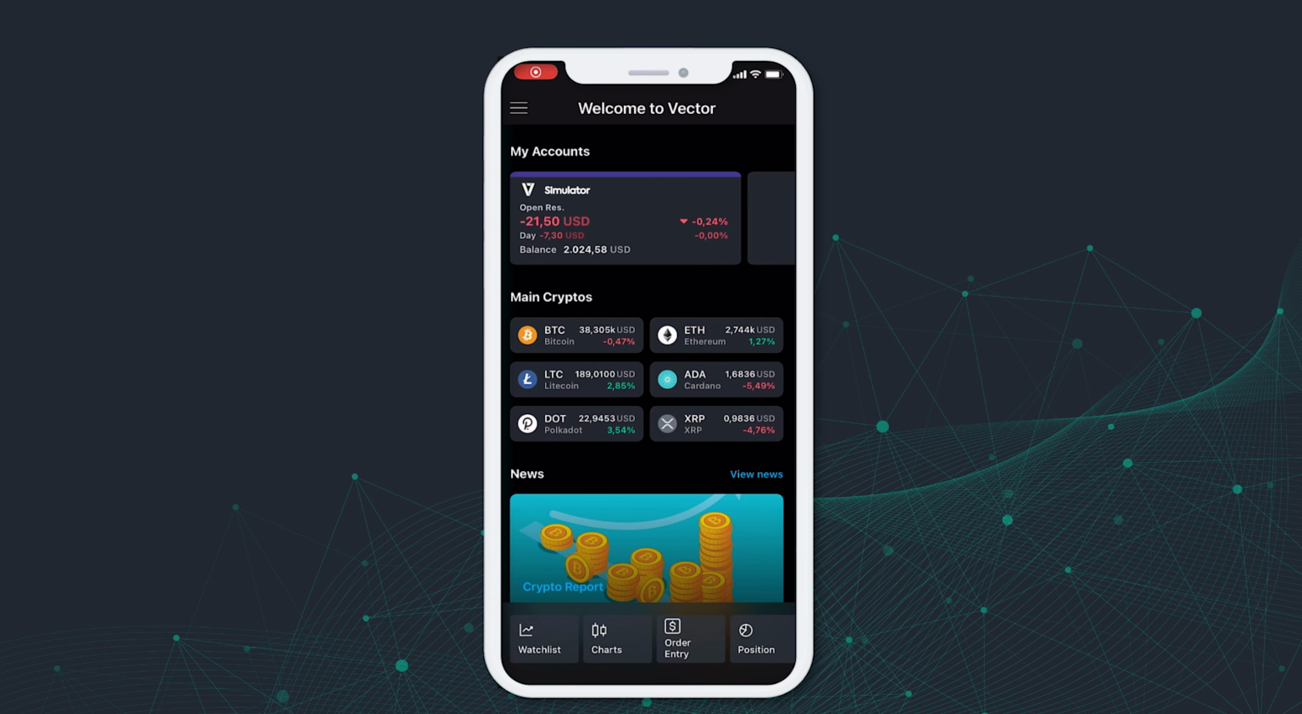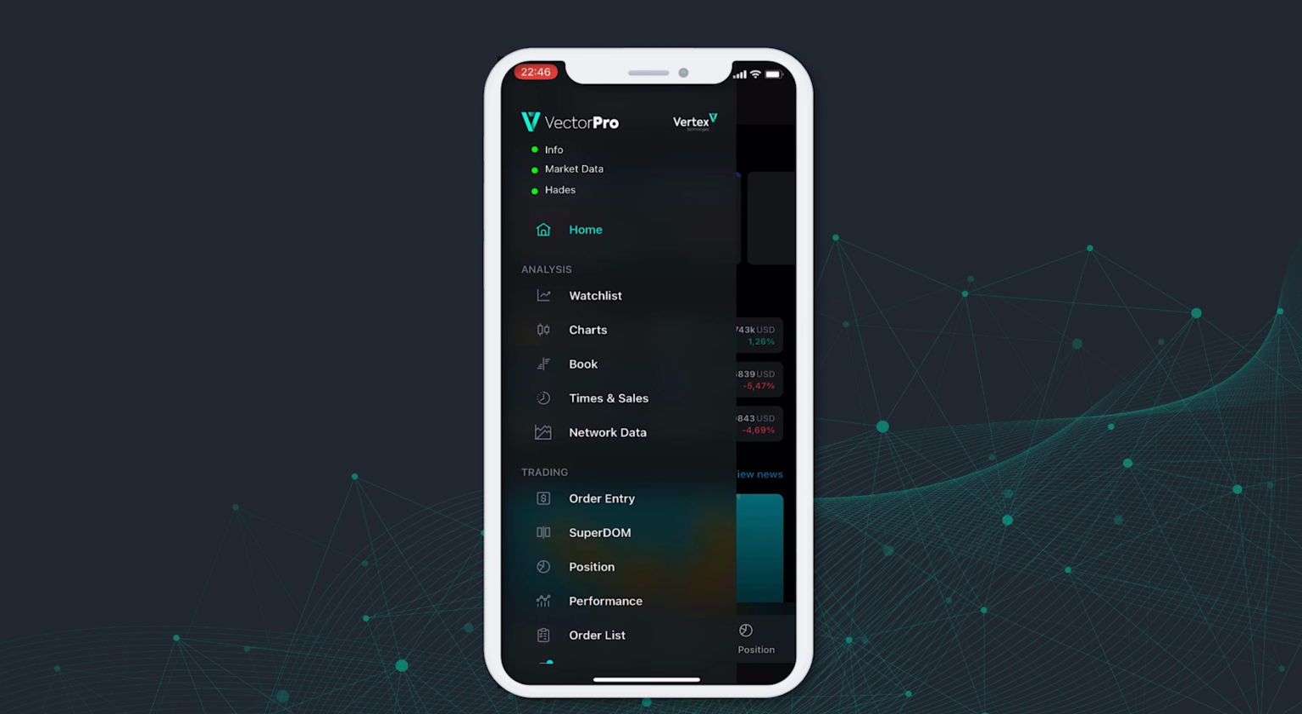Hi folks! We are now going to introduce the Price Book and Offers Book tool in the Vector Mobile. You can locate the tool through your menu and select the book option.